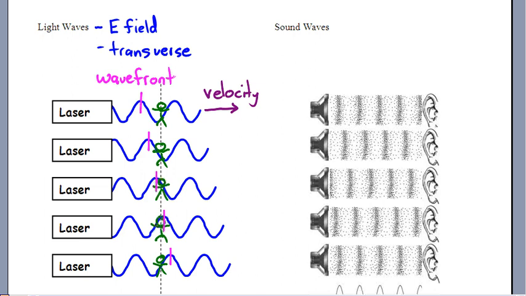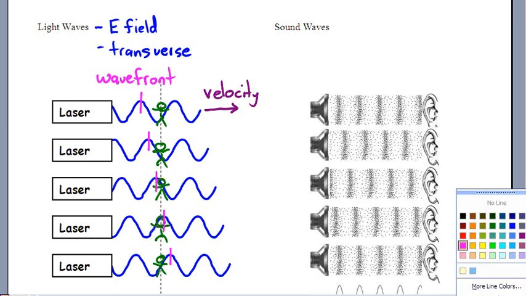We can watch that progress. Kind of like you're up on the top of a cliff watching the waves move on a lake, and you can see the peaks of the waves like lines moving across the lake. Okay, so that's a transverse wave. It's going to be a side-to-side wave. It's a wave of electric field.